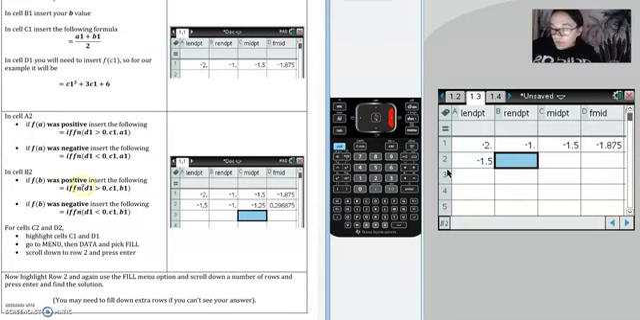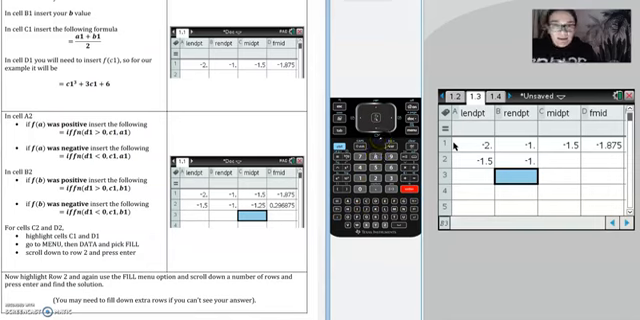If FB was positive, we would put in this formula, and if FB was negative, we would put in that one. Now, it was positive for us, so we would have to put in this first function. So it's going to be equal to if, bracket D1 greater than 0, comma C1, comma B1. Enter. Okay, so we've got that already.